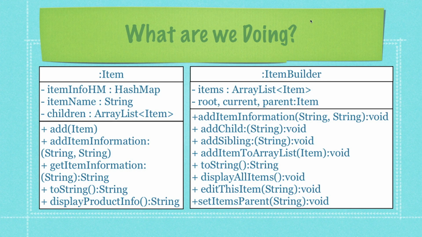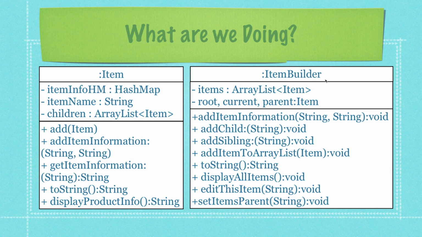Then we get into ItemBuilder. Items is going to store all items created in an array list, also not in the book. Root, current, and parent are going to be used so siblings and children are able to be created in our tree structure. ItemBuilder, which isn't displayed, is a constructor that's going to create the root item for our tree structure as well as assign it to the array list.